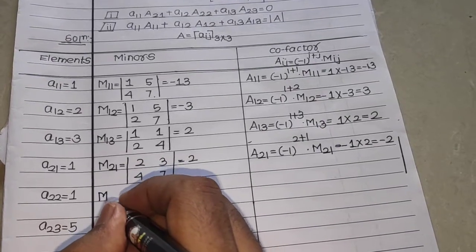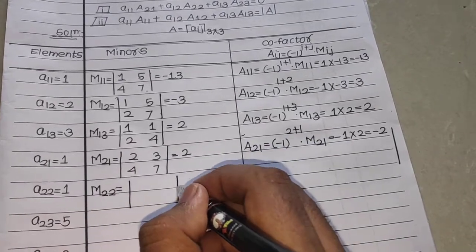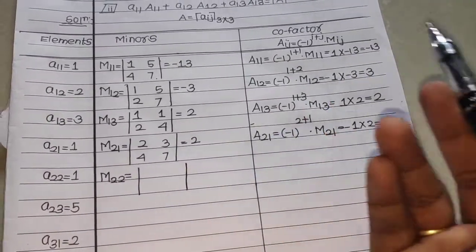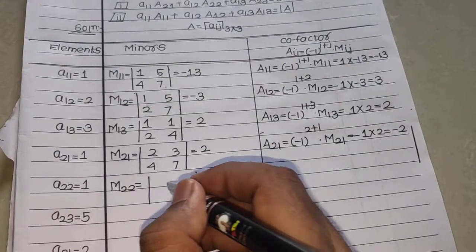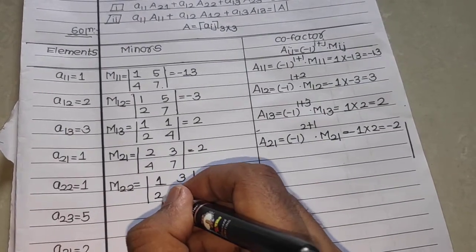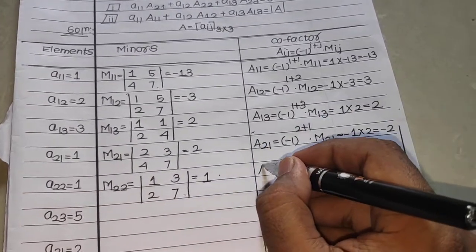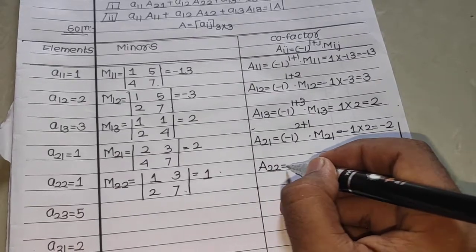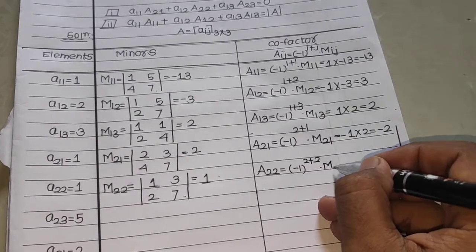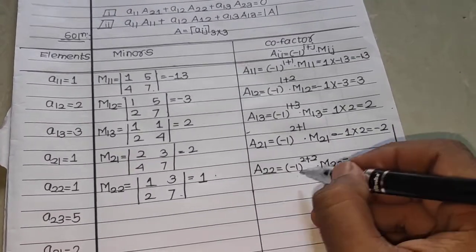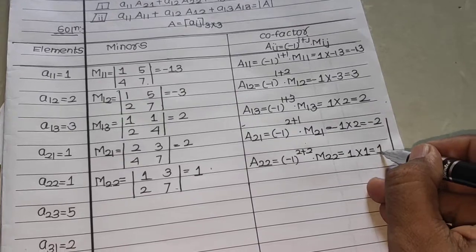A22, the minor will be M22. Which element is this? 1 is there. We're going to suppress this, and on suppressing we get 1, 3 and 2, 7. So we get 7 minus 6, that equals 1. Now A22 is minus 1 raised to 2 plus 2 into M22. Minus 1 raised to 4 will be 1. M22 will be 1 and that equals 1. I hope things are clear.